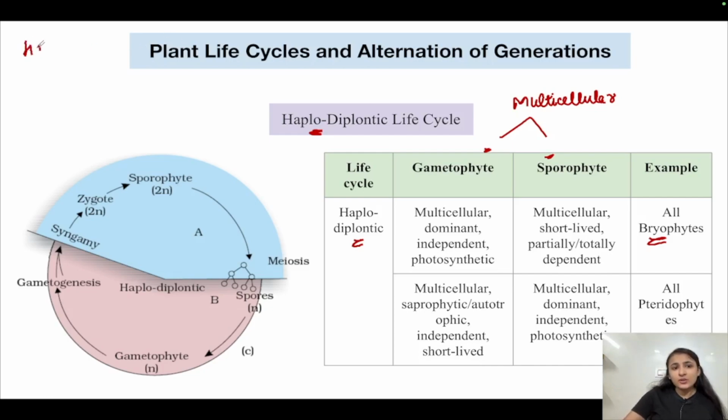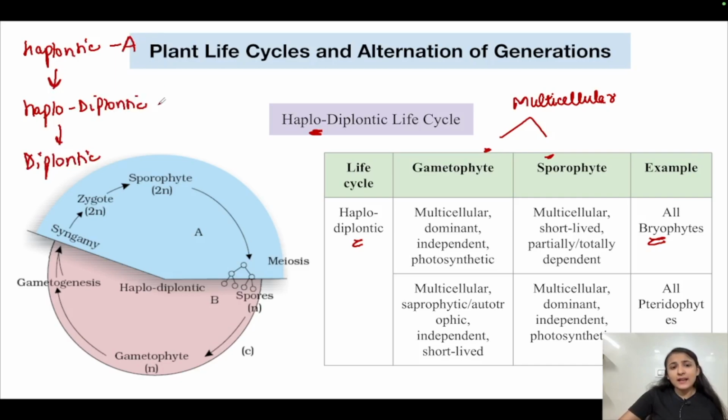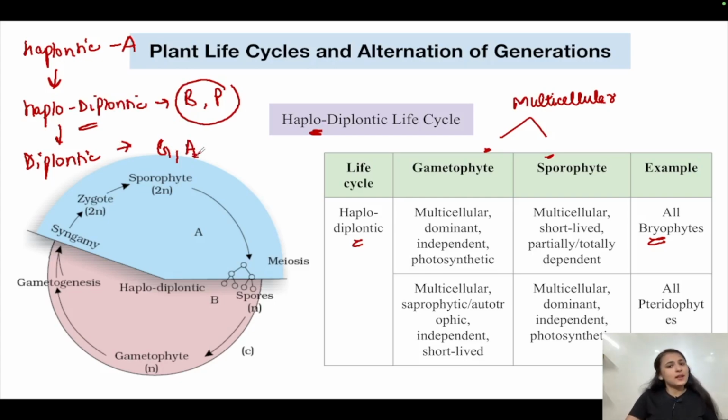See how the evolution happened. First the haplontic life cycle was there, then the haplo-diplontic life cycle came, then the diplontic life cycle. The haplontic life cycle was seen in algae. Then came the bryophytes and pteridophytes, in which the haplo-diplontic life cycle came into the picture. Then ultimately the diplontic life cycle established in gymnosperms and angiosperms. An intermediate transition period happens in the bryophytes and pteridophytes, where the diplontic stage evolved and ultimately established itself in the gymnosperms and angiosperms.